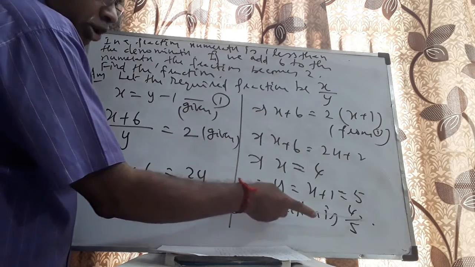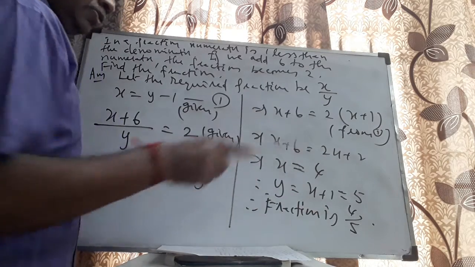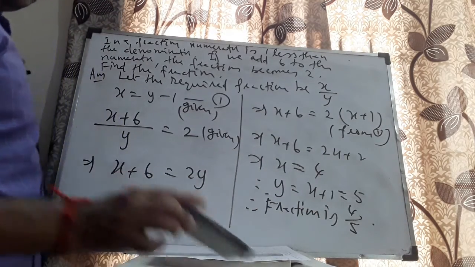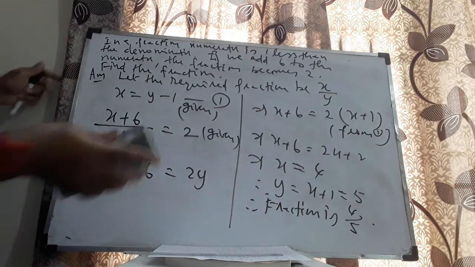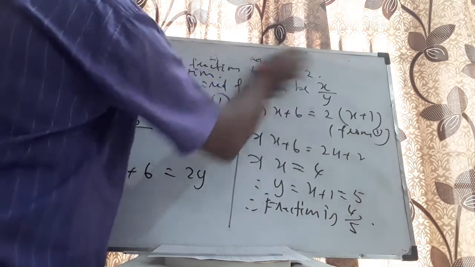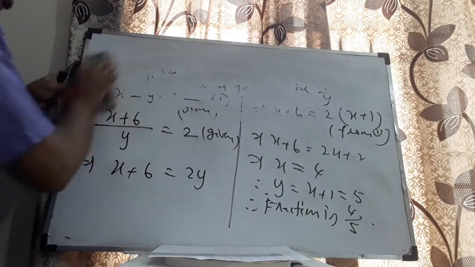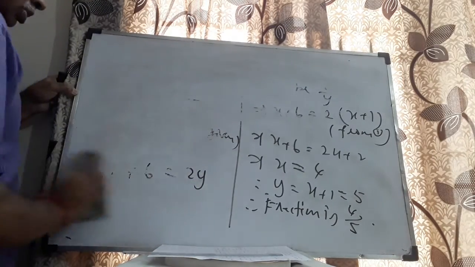Numerator is 1 less than the denominator. 4 plus 6 is 10, 10 by 5 is 2. Therefore it satisfies both the conditions. Therefore the required fraction is 4 by 5. I think you are able to follow.